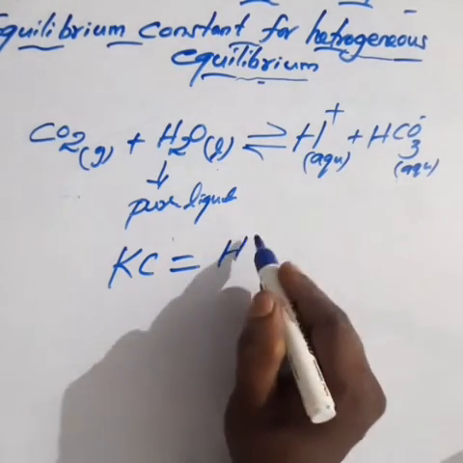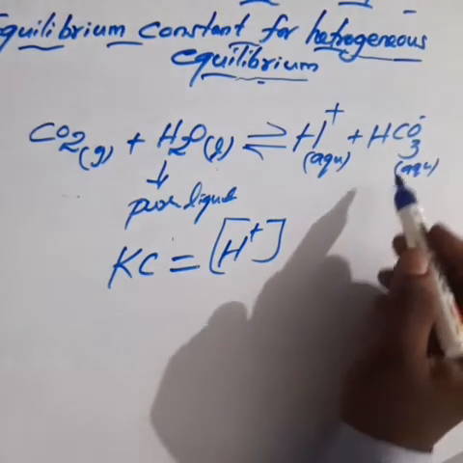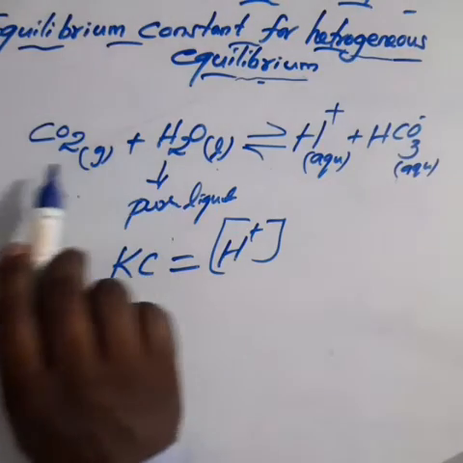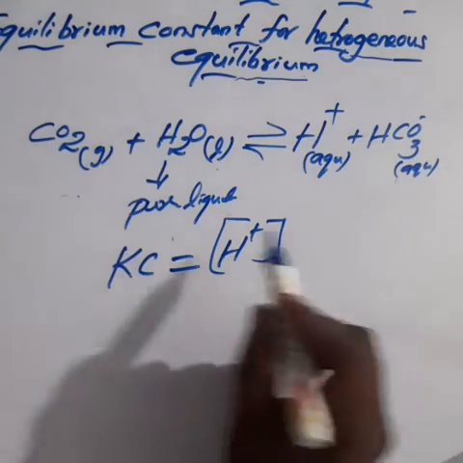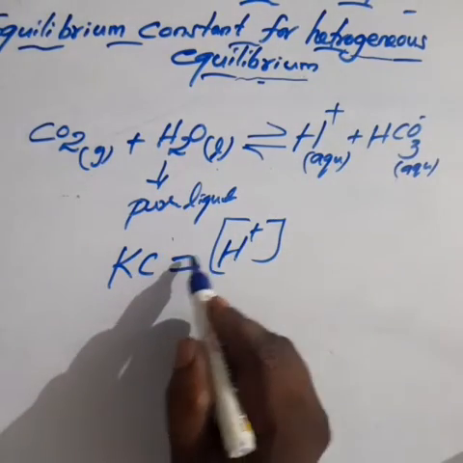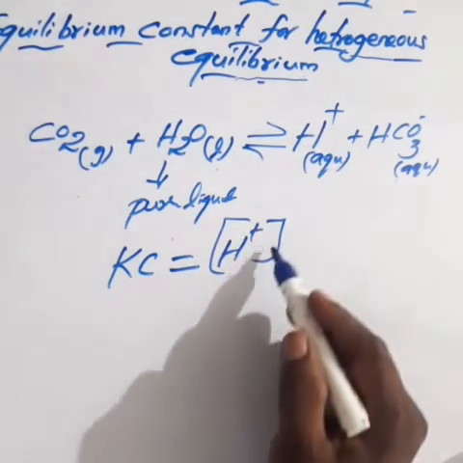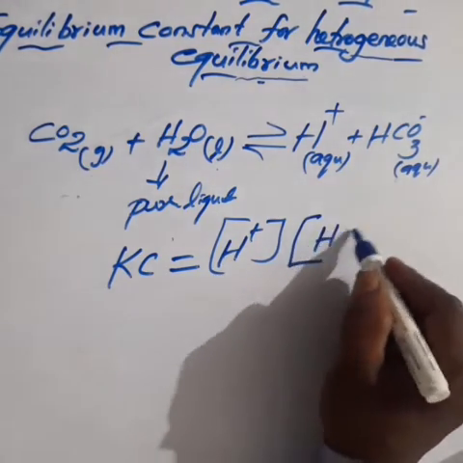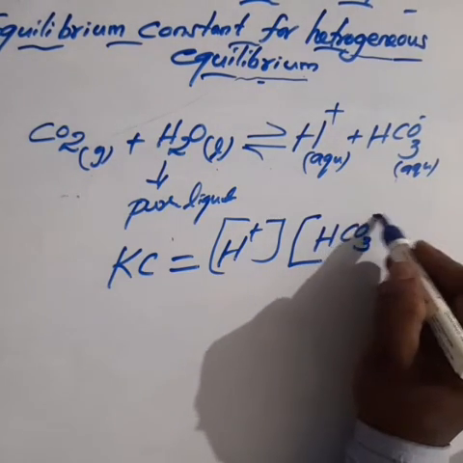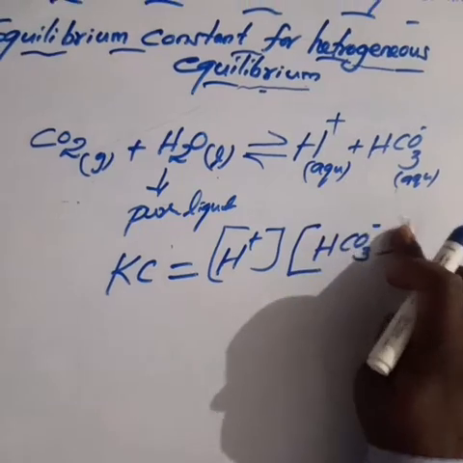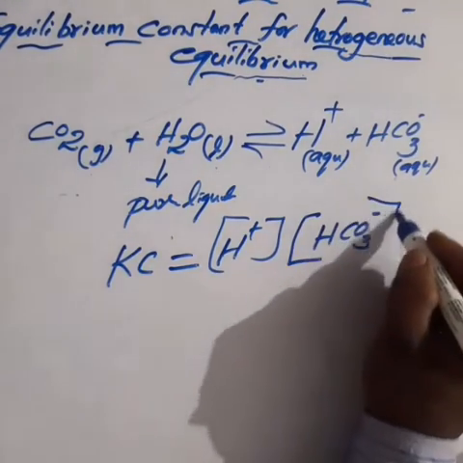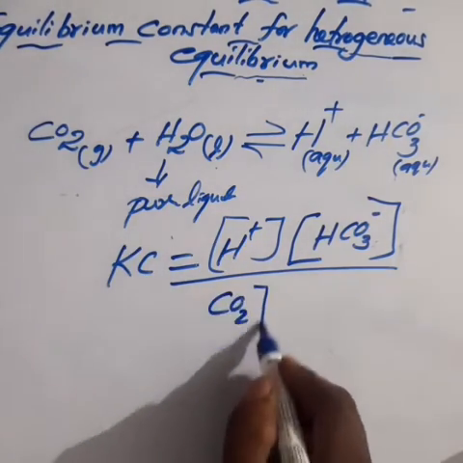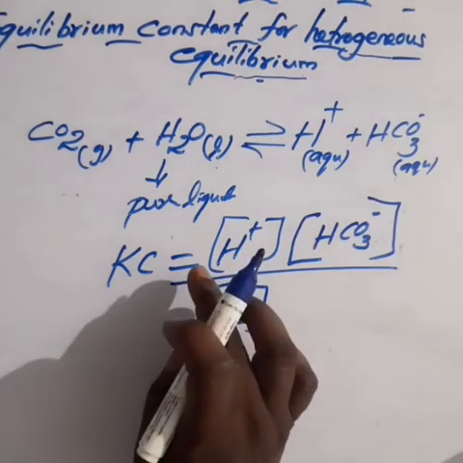Product divided by reactant. Which one is the product here? H plus aqueous and also bicarbonate, HCO3 minus ion aqueous. This is the product divided by reactant. Now Kc is equal to the concentration of H plus ion, the concentration of HCO3 minus ion, divided by the concentration of CO2.